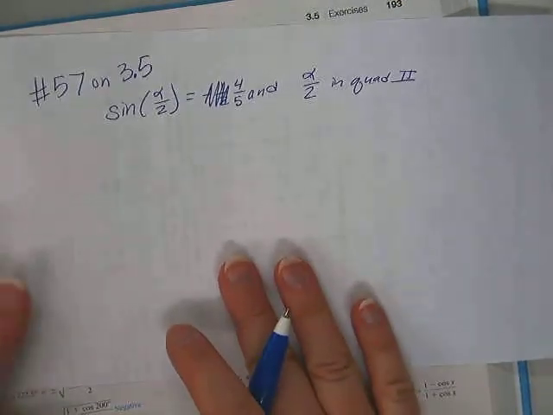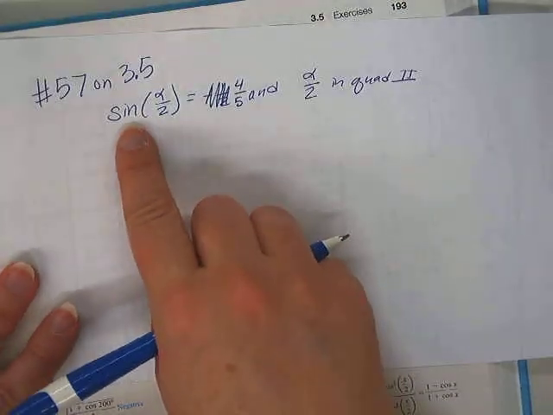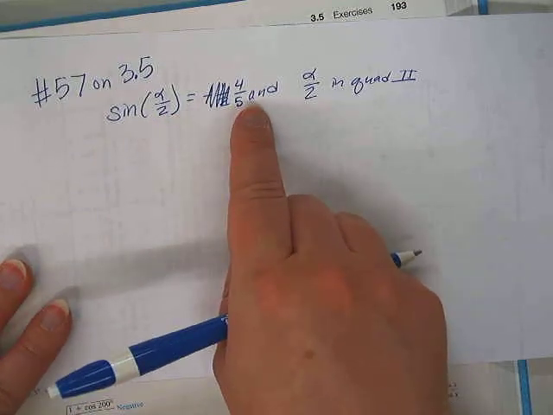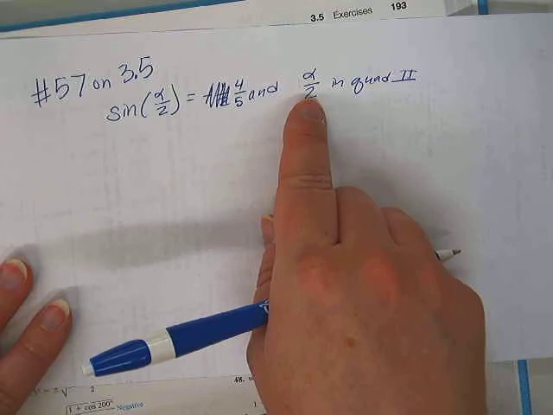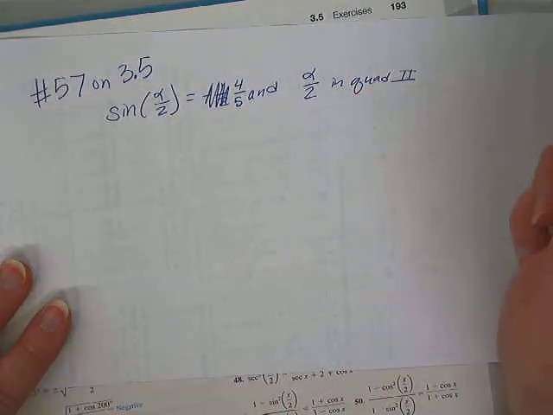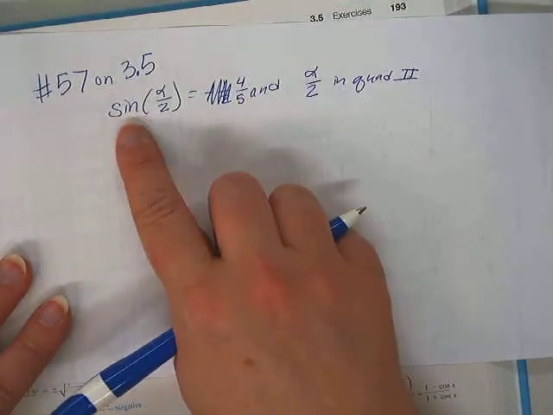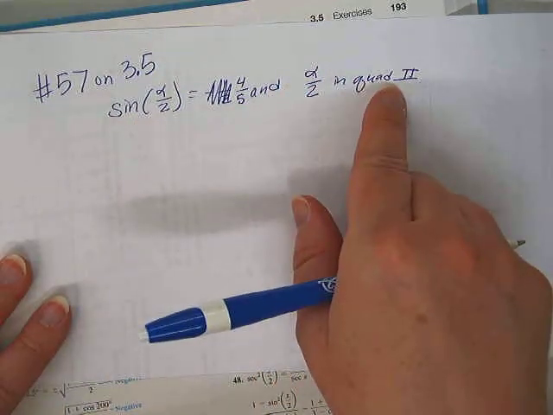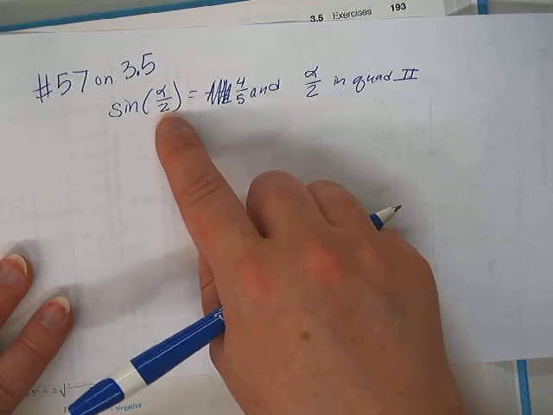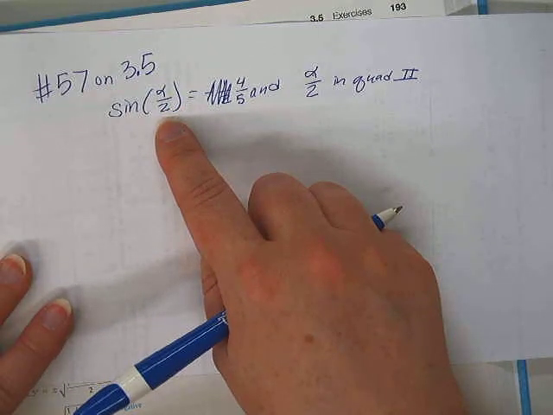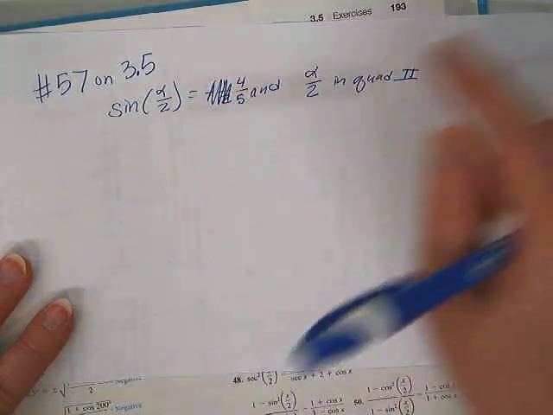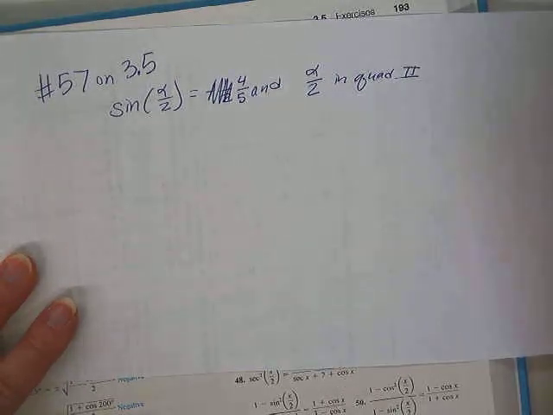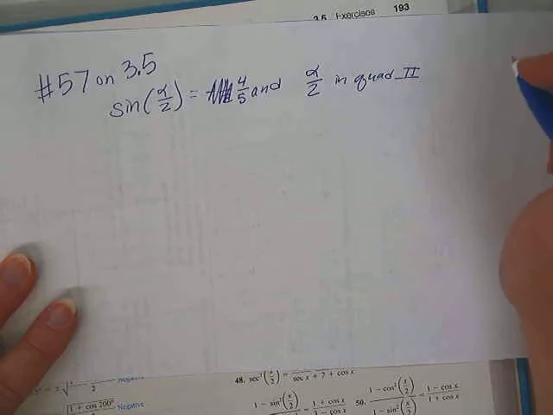Okay, so number 57 on 3.5, they give us the information that sine of alpha divided by 2 is equal to 4/5, and that the angle alpha divided by 2 is in quadrant 2. Since they tell us what the sine of a particular angle is and what quadrant it's in, I don't think you even need to worry that it says alpha divided by 2. I think all you have to do, and I could be wrong, are you finding alpha? Oh, you're finding the sine of alpha.